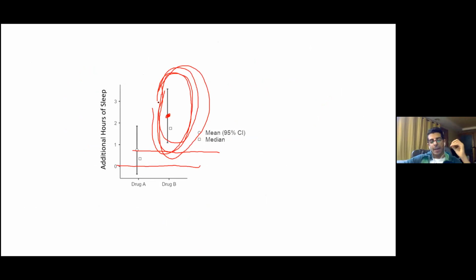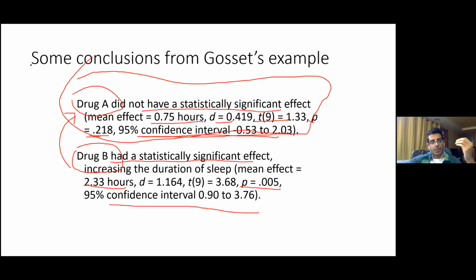Now, this is the idea that I want to tell you. Just because when you compare drug A to 0 it's not significant, and when you compare drug B to 0 it is significant, it does not mean that when you then compare drug B and drug A, there will be significance. No, this is a wrong assumption. It could be significant, could not be significant.